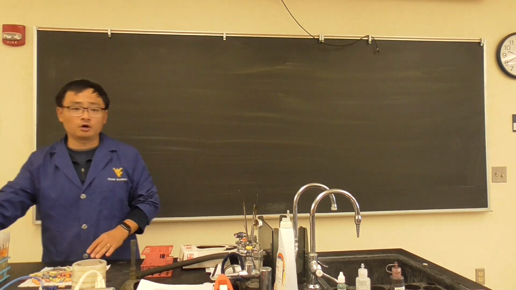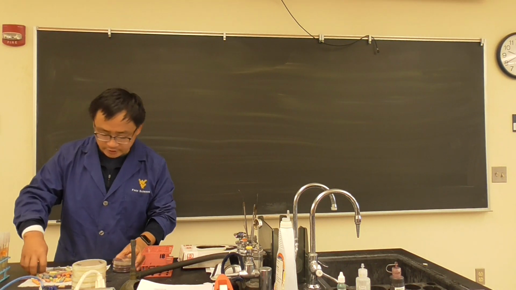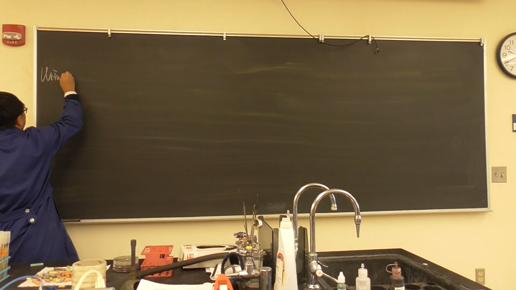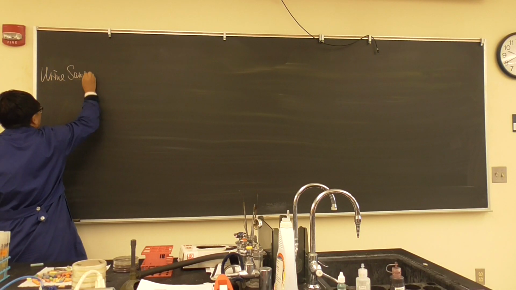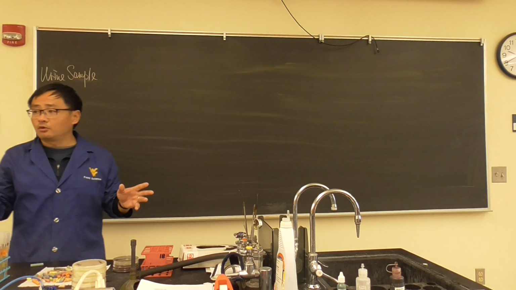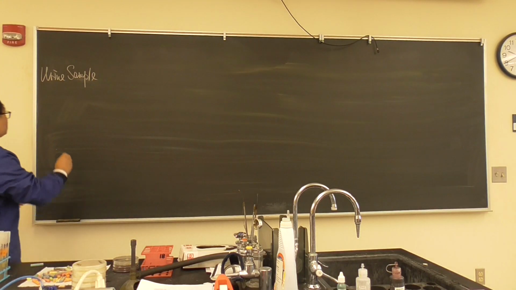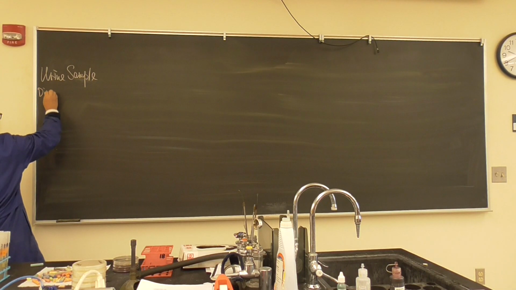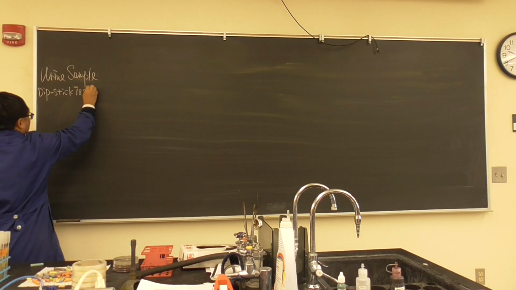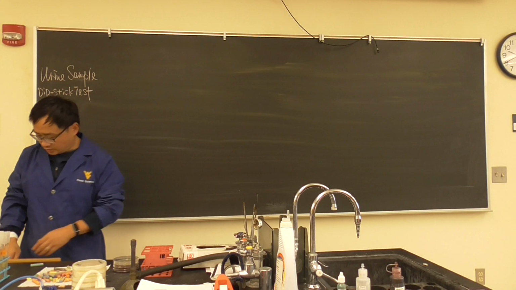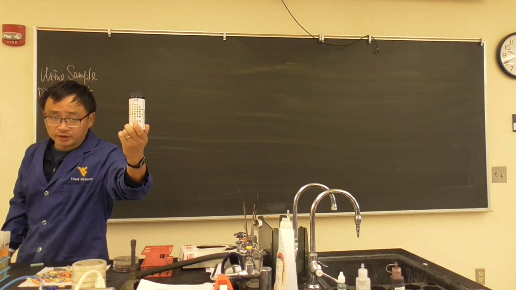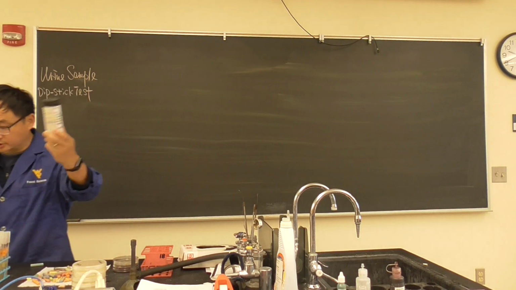Okay, you all have the urine sample results. So let's review our urine sample, what we did. The first thing we did is a dipstick test. And the dipstick test, if you still remember, we were using a strip immersed into the urine solution.